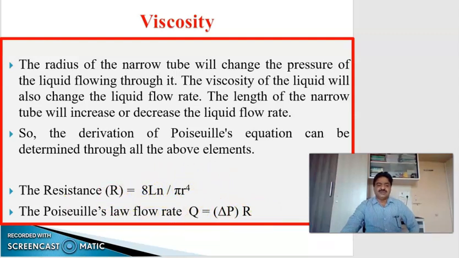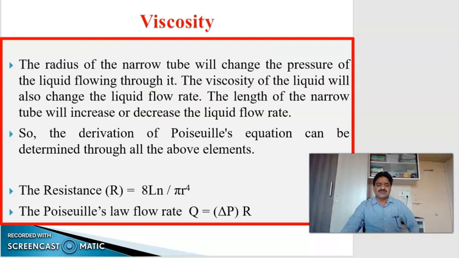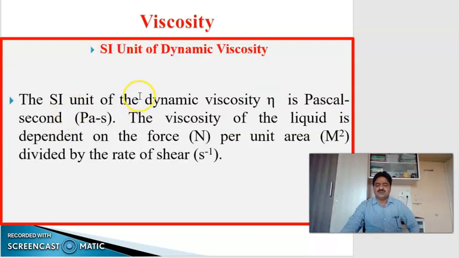In this way, the SI unit of viscosity, one has to remember, that is dynamic viscosity, is Pascal second. The viscosity of the liquid is dependent on the force, N per unit area in meter square, divided by the rate of shear. Newton per meter square per second.